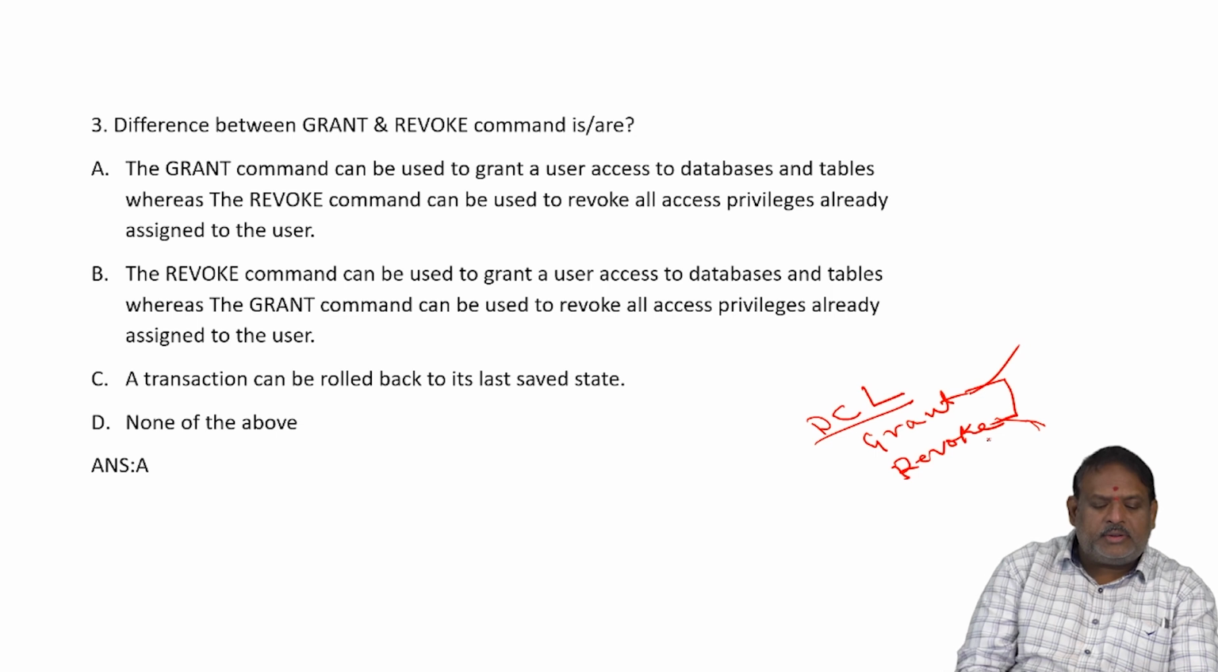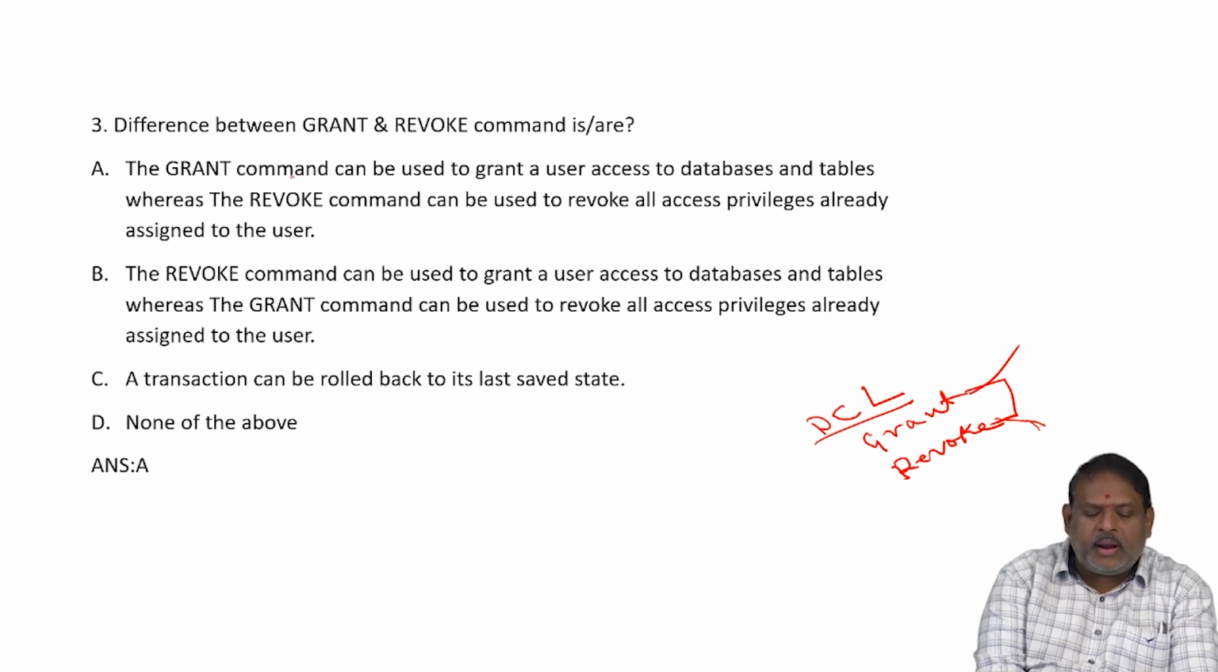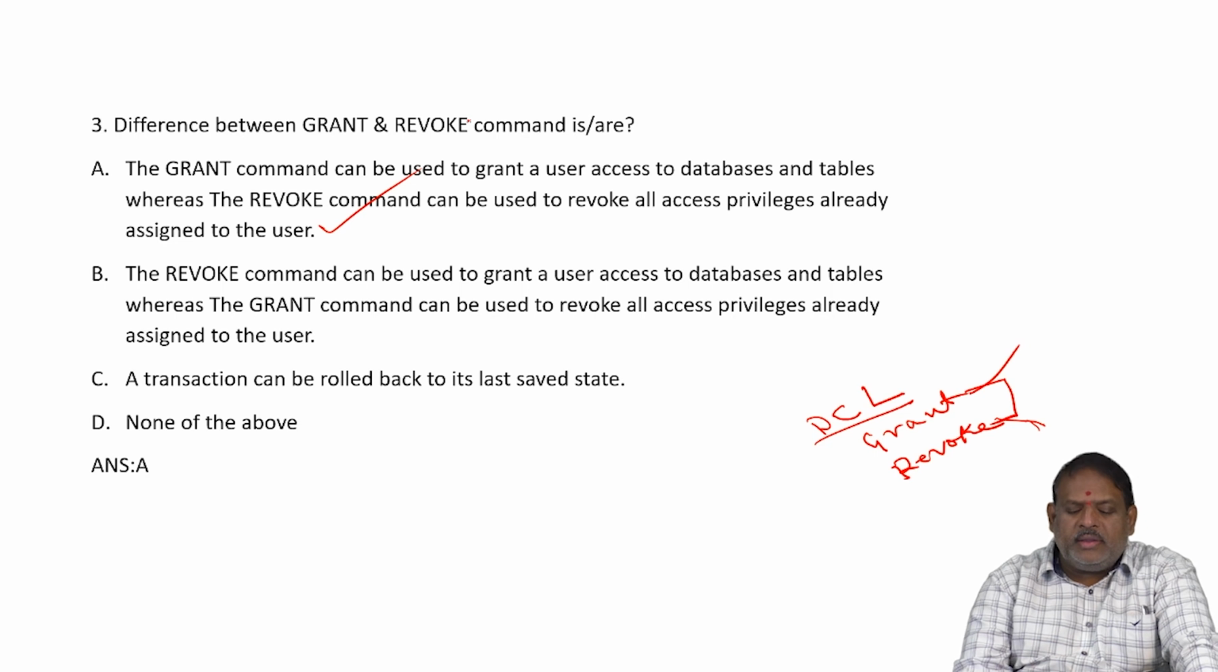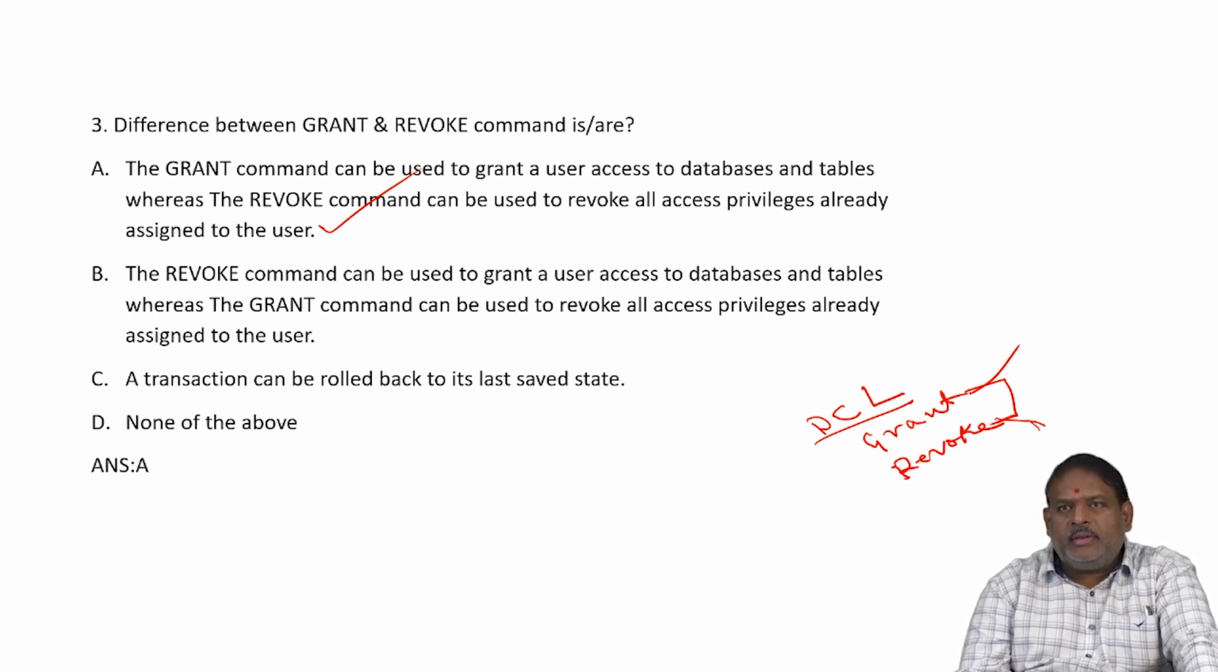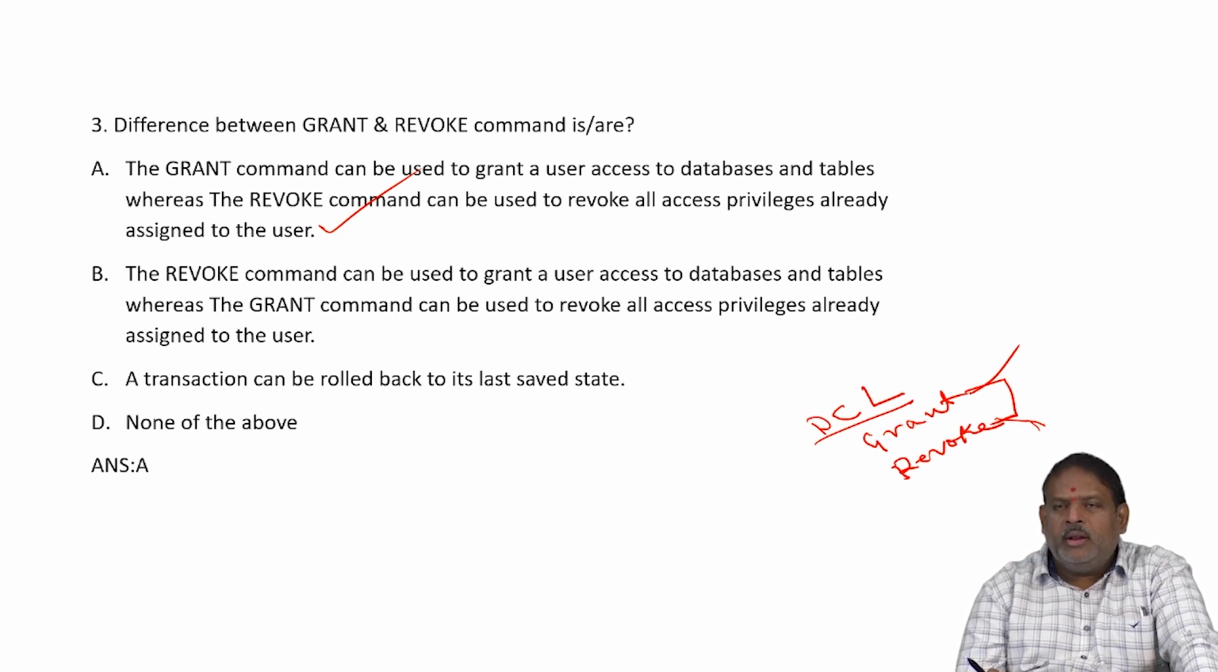Now we'll see the answers. A grant command can be used to grant a user access to database and tables, whereas the revoke command can be used to revoke all access already assigned to a user. This is the perfect answer. So grant is a permission based command which will allow a user to access the database and tables, and revoke is to undo the privileges given to the user. If you want to remove the privileges from the user, you have to use revoke.